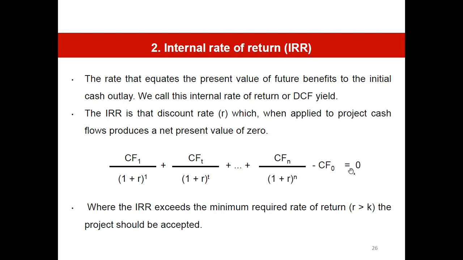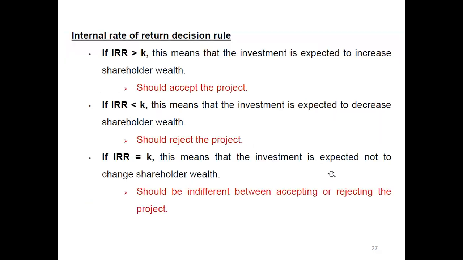Okay, so that is quite complex when you look at IRR, or DCF. Okay, so IRR is a discount rate that you apply to the project and it brings net present value to zero. So in Excel, we will use a simple function to help us. So you should accept the project when IRR exceeds K, and K is your discount rate when you calculate NPV. So here is your decision rule.